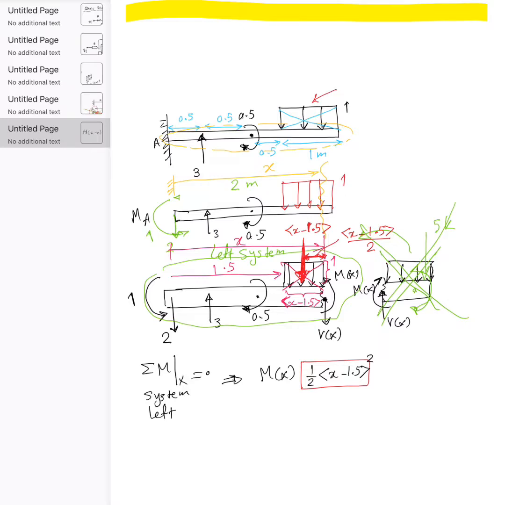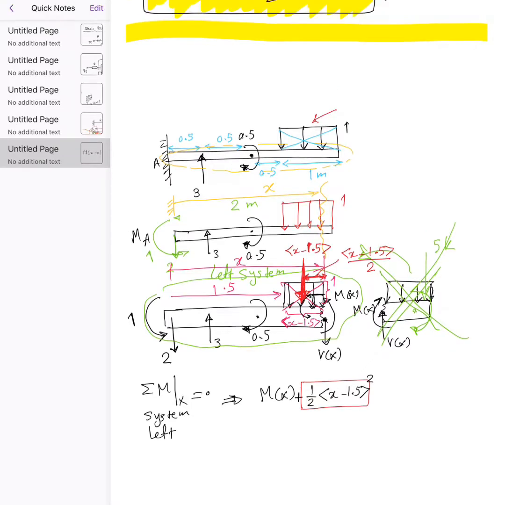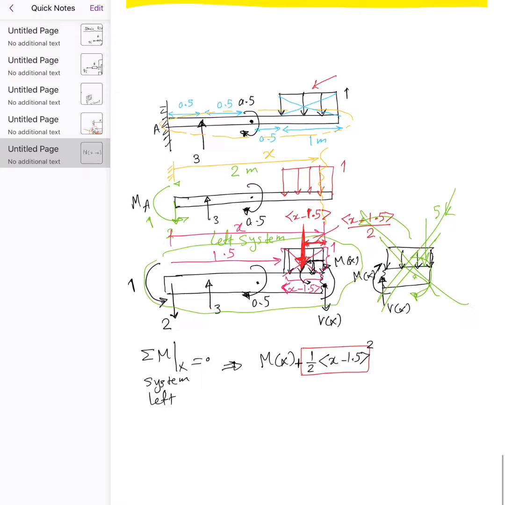So now we go to the direction. We take our right hand, and as we can see, this is the direction of the fingers, the palm of your hand, and then it's going to be this way, so it's positive. That's the way you do the distributed load here.